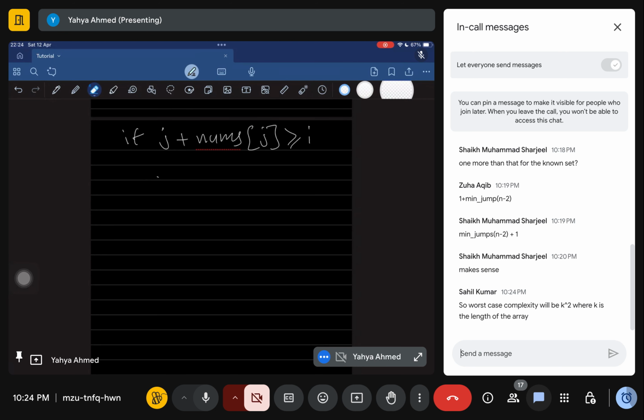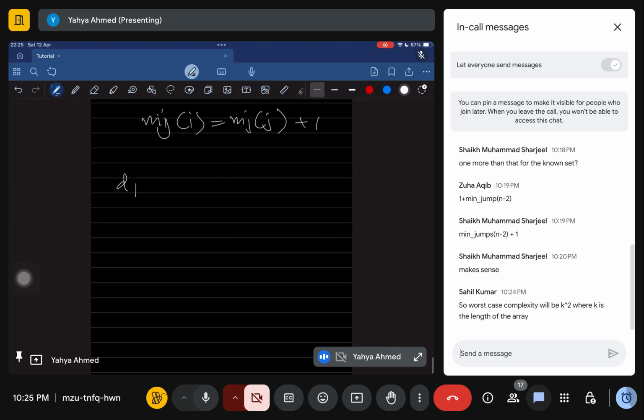In that case, mj of I will be equal to mj of j, what was the minimum jump to get to the jth index, plus 1. But I'd also have to compare my previous old answer. So that means I have to be storing my answer somewhere. That storing of answer is going to be done in a DP array.